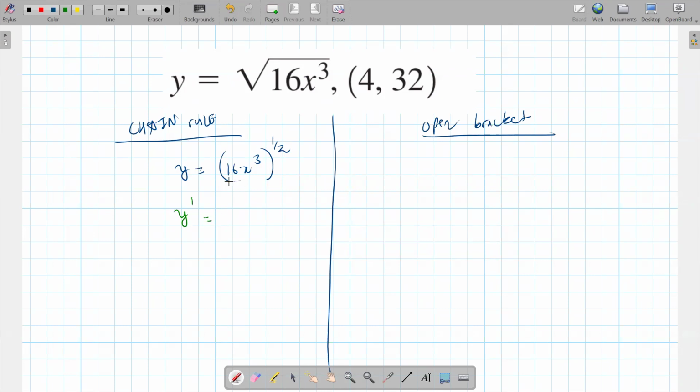What's y prime? So now you're going to treat this as an x. What's the derivative of x to the power of 1 over 2? You bring the 1/2 in the front. So 1/2, and then we have the inside x bit. What's the new power? Negative 1/2. What do you multiply this by?